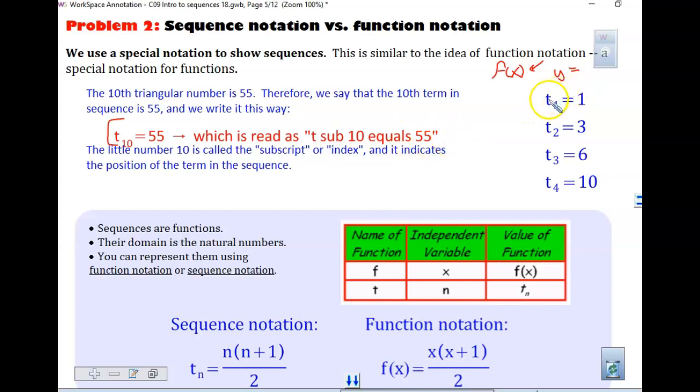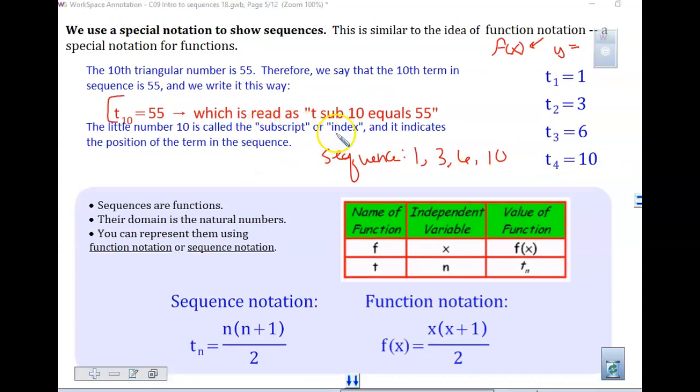So this would be term 1 is 1. Term 2 was 3. Term 3 is 6, okay? If I was making this list, it would have looked like 1, 3, 6, 10, right? That's what the sequence would look like if it was just written out. This is how we tell what the terms are, okay? So that little subscript is called the index. It just tells us the number of the term.